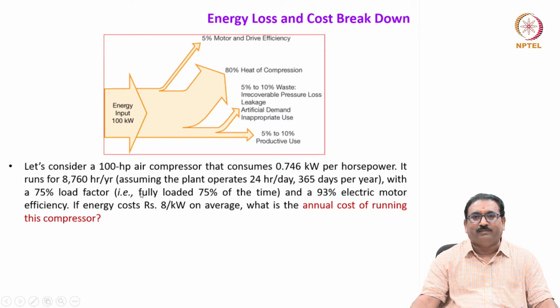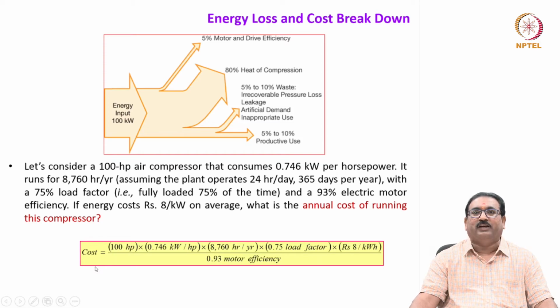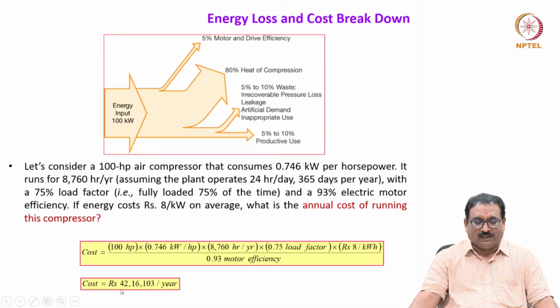Knowing these parameters, we'll calculate what is the cost incurred here. 100 HP motor, how much power we are using, and then how many hours we are running the compressor. Then what is the load factor? How much percentage we are using the compressor. Then what is the cost per kilowatt and motor efficiency. We will get here rupees 42 lakh 16,103 per year. See friends, how much cost we are incurring to compress the air.